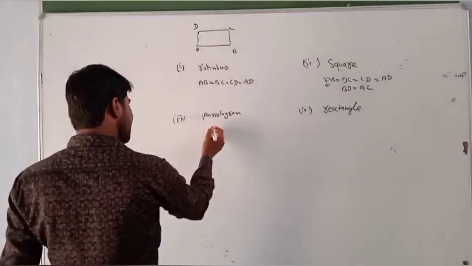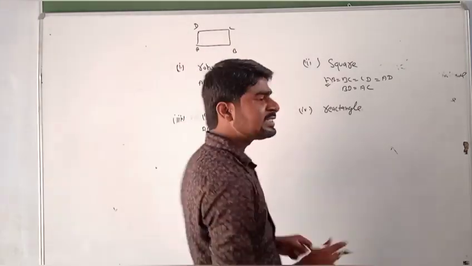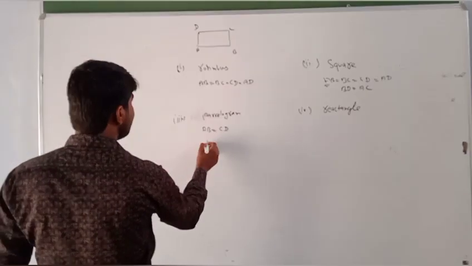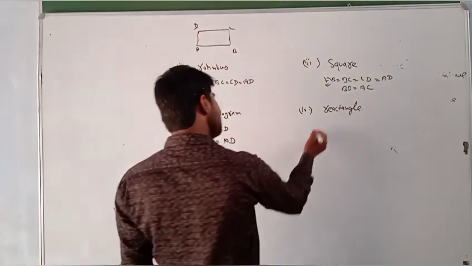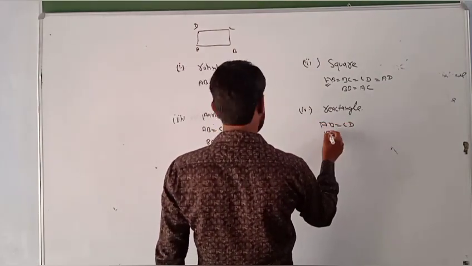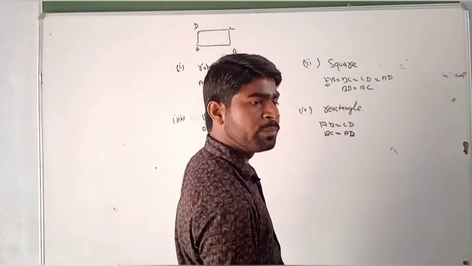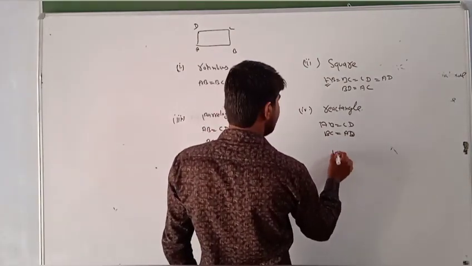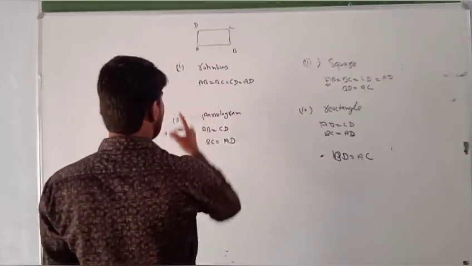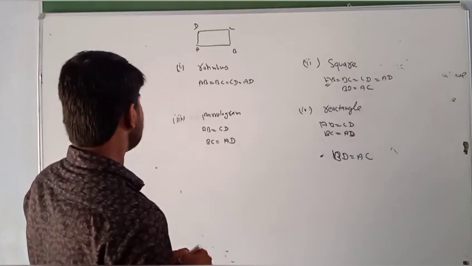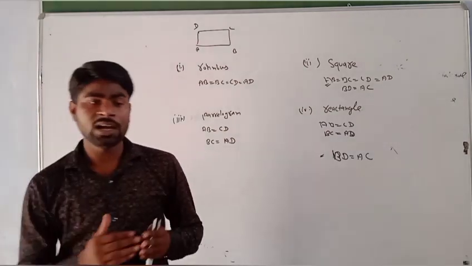Same in a parallelogram. If AB equals CD, means the opposite sides are equal, and BC equals AD, it will be a parallelogram. Same thing in a rectangle, AB equals CD, BC equals AD, but the diagonals will also be equal. So BD equals AC. After discussing these quadrilateral types, we will understand the line.